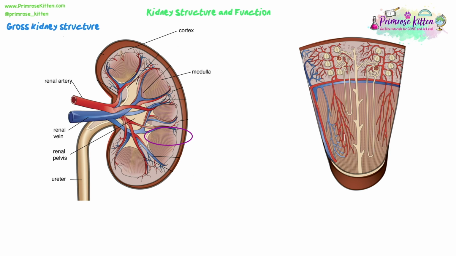We need to be able to label these parts of the kidney as well as the smaller structural parts. The first section that we can see here, after the outer layer, is called the cortex, the outermost layer of the inside of the kidney.